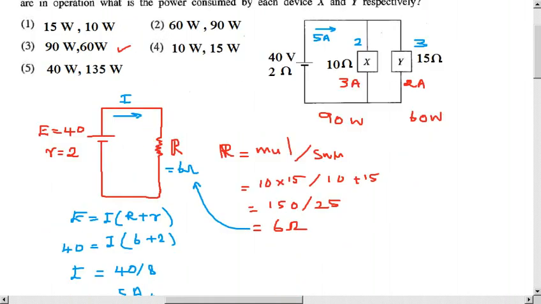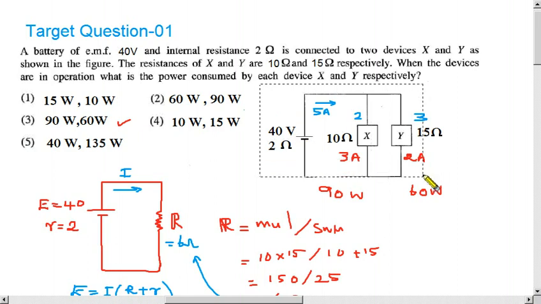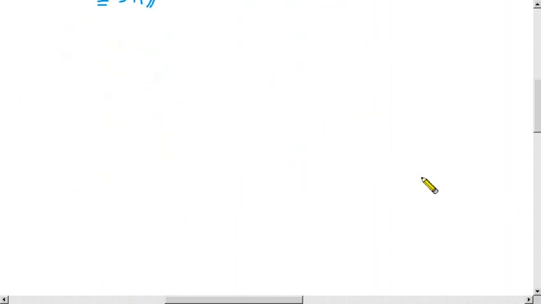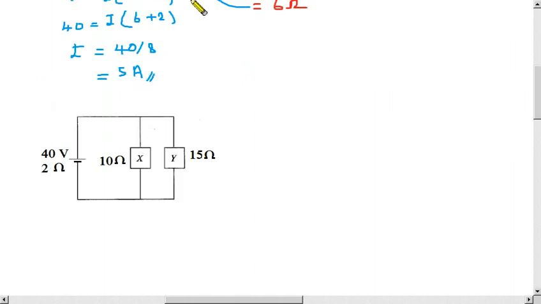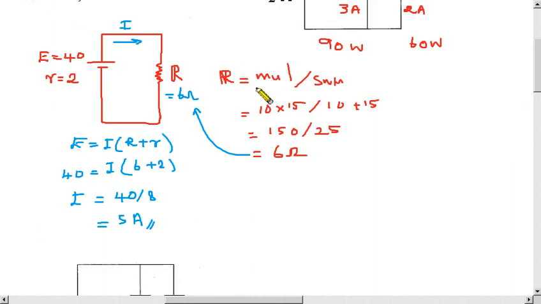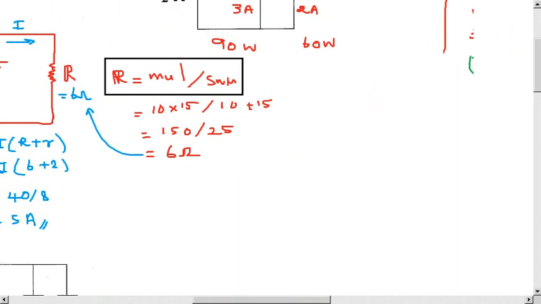So this current should be divided between these two resistors. How? You can now use the ratio method, but before that I have to show you, if you don't like this equation, multiplication divided by sum, if you are used to the other method, let us do that also.